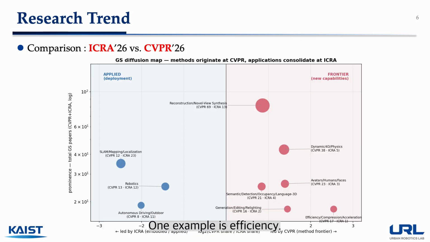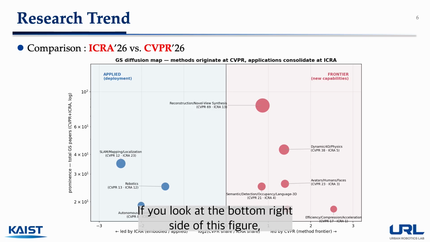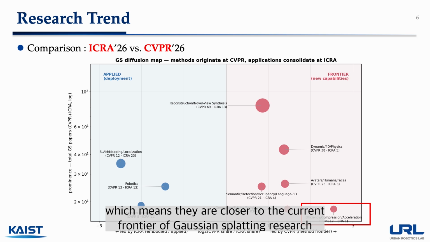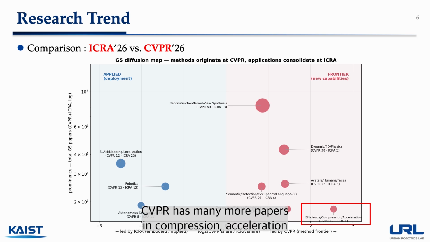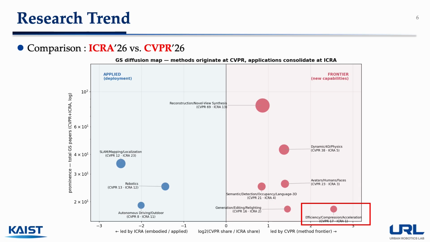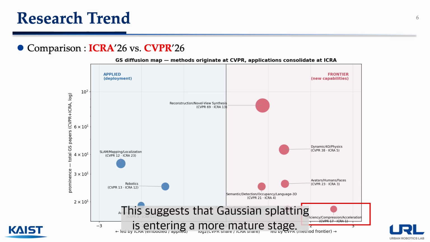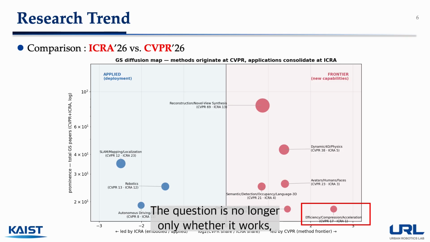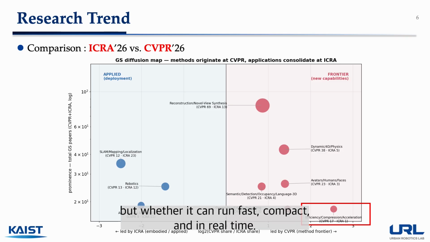One example is efficiency. If you look at the bottom right side of this figure, these topics are much more concentrated in CVPR, which means they are closer to the current frontier of Gaussian splatting research. CVPR has many more papers in compression, acceleration, and lightweight Gaussian splatting, while ICRA has very few. This suggests that Gaussian splatting is entering a more mature stage. The question is no longer only whether it works, but whether it can run fast, compact, and in real time.